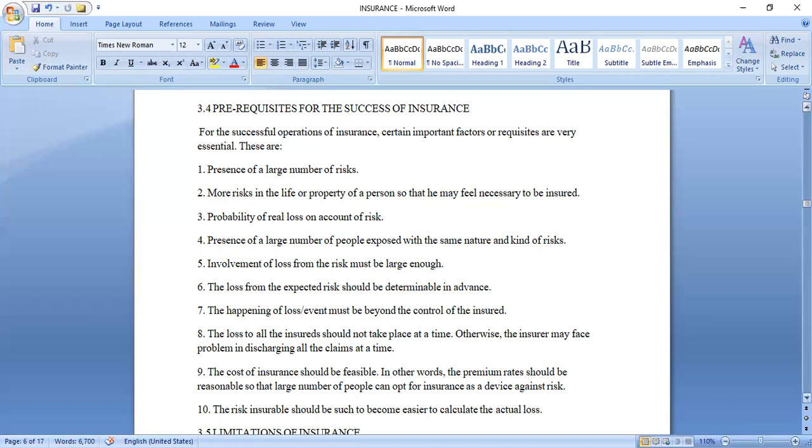Then number two is that there should be more risks in the life or the property of a person so that they feel it necessary to be insured.